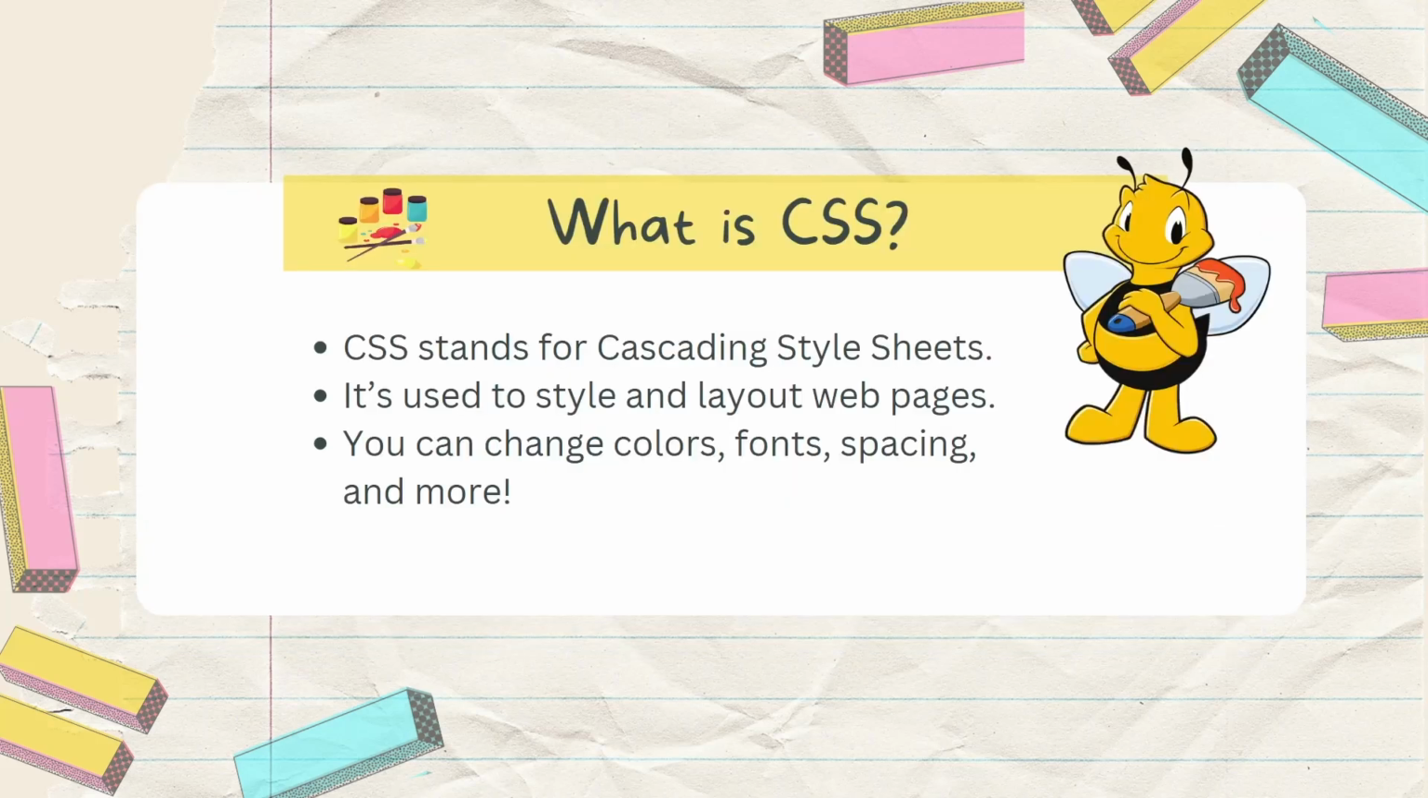So, what is CSS? CSS stands for Cascading Style Sheet, and it's used to style and lay out web pages. With CSS, you can change colors, fonts, spacing, and much more to make your website look attractive and user-friendly.